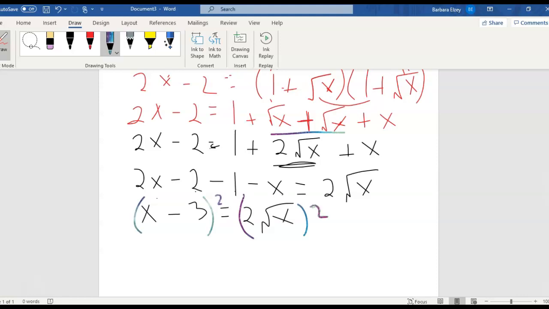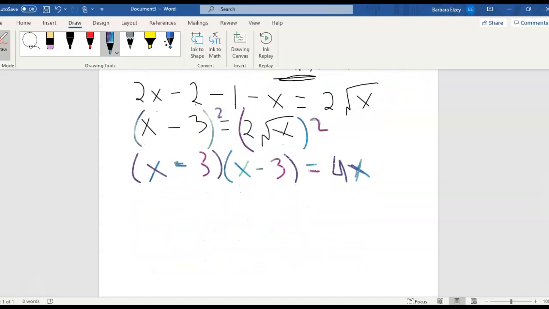Alright, so on the left, I've got to write this out. X minus 3 squared really means this, and we're going to have to FOIL it out. On the right, if I square my 2, it will be 4. When I square the square root, it just pops out as x. Alright, so let's now multiply the left side out. Let me move my page down a little bit so we got more room.